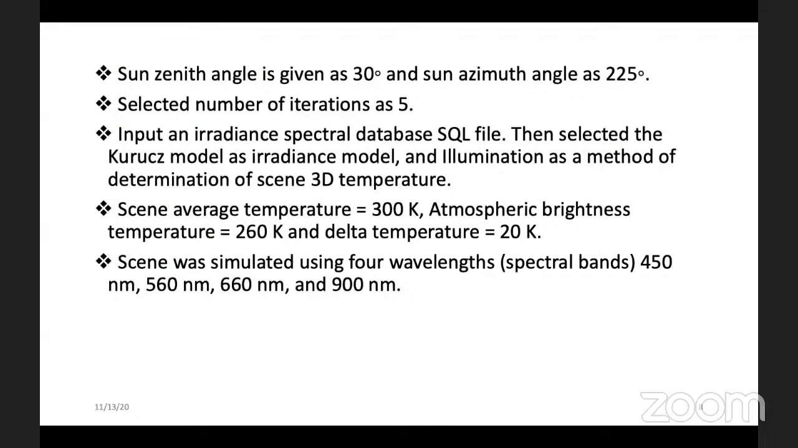And while constructing, we have selected the sun zenith angle as 30 degrees, and the sun azimuth angle was selected as 225 degrees. And as I mentioned earlier, the number of iterations was 5. Also, the irradiance spectral databases were inputted into this software as an SQL file, and then I selected Kurucz's model as the irradiance model, and illumination as the method of determination of scene 3D temperature. The scene average temperature was selected as 300 Kelvin, the atmospheric brightness temperature was selected as 260 Kelvin, and the delta temperature was 220 Kelvin.